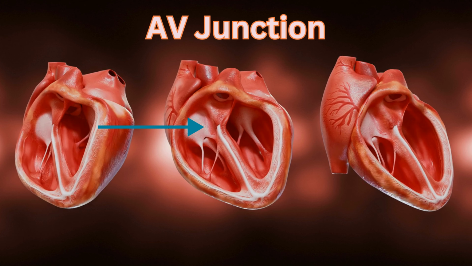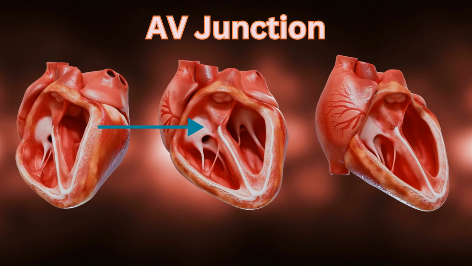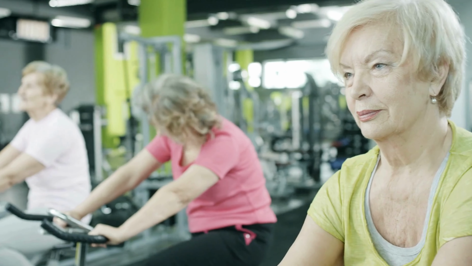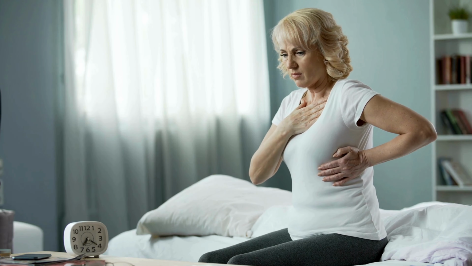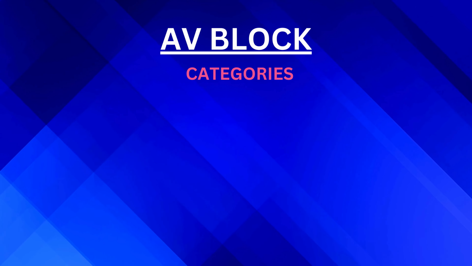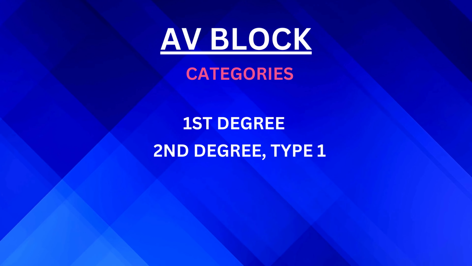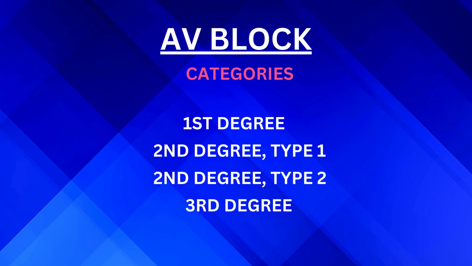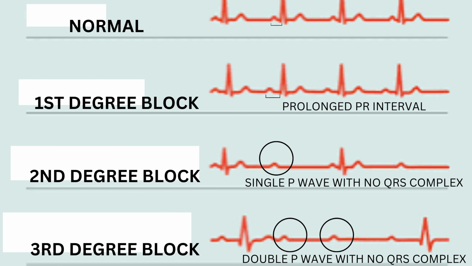Atrioventricular blocks, known as AV blocks, are a partial or complete interruption of impulse transmission from the atria to the ventricles. There are varying degrees of AV junctional block, some of which are so mild they go undetected, and some so severe they may be life-threatening. The categories include first degree, second degree type 1, second degree type 2, and third degree. And while they are all distinctly different on an ECG, they are all a rhythm disorder that causes the heart to beat slower than it should.